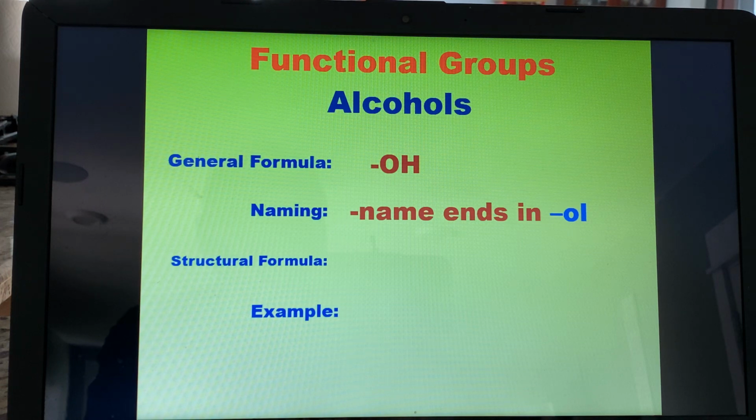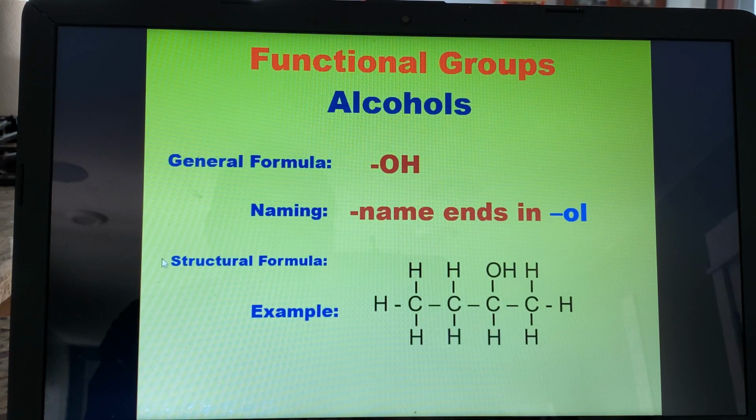So all you do is put an OL off of it, and you do have to identify where that branch is, so you'll need a number if it has multiple carbons. For 1 carbon and 2 carbons, you don't need a number because the positions are all the same. When you get to 3 carbons, you can have 1-propanol or 2-propanol, depending on whether the OH is off the 1st carbon or the 2nd carbon. So here we go. Here's our structural formula right here.